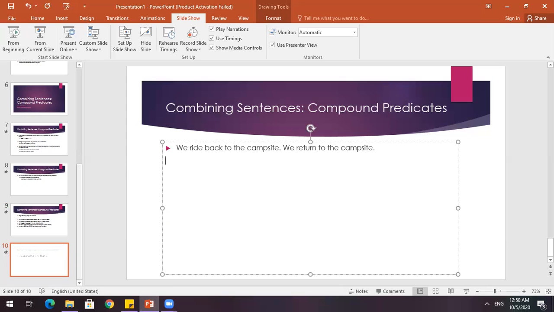Okay, so here we are going to combine each pair of sentences using a compound predicate. So what do we have here? We have the verb ride, one simple predicate, and we have the verb return. So if we were to combine it, we would write, we ride back and return to the campsite.